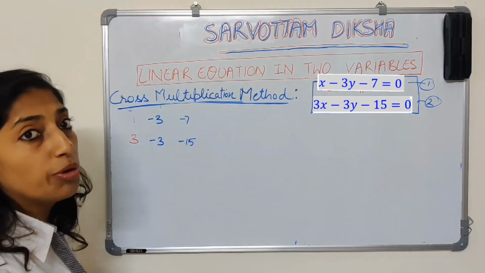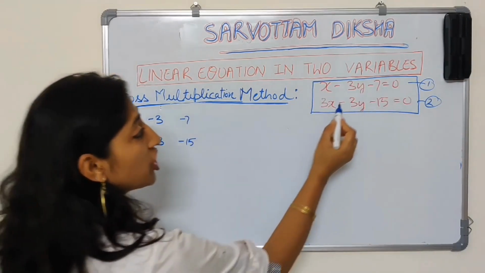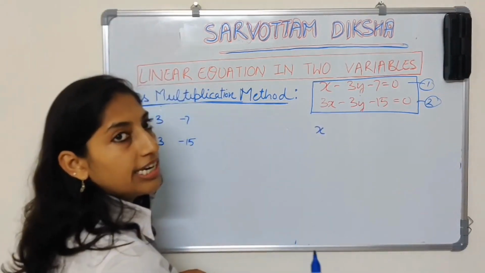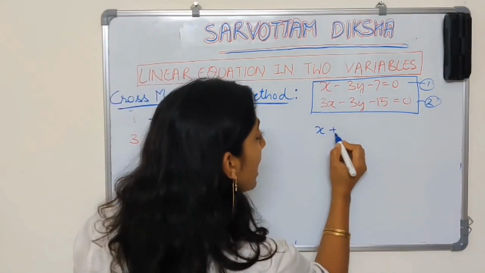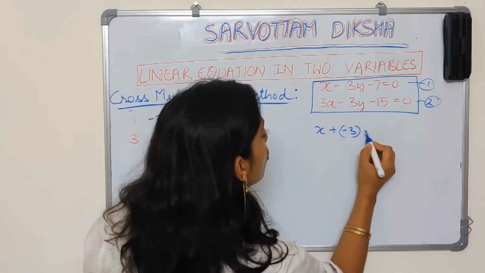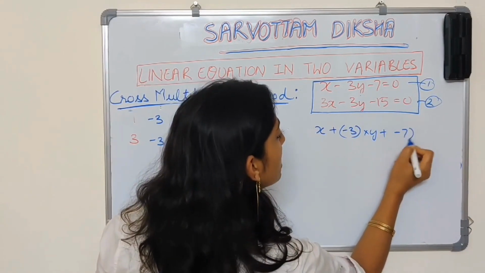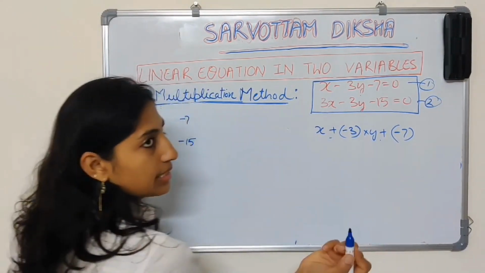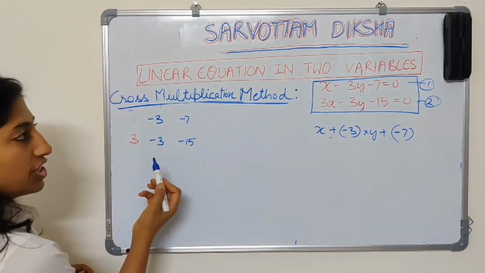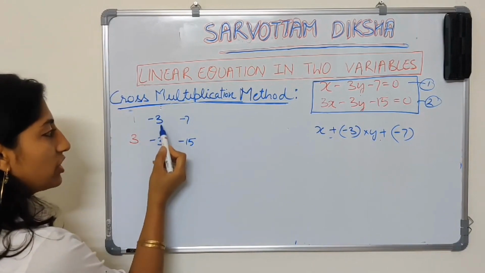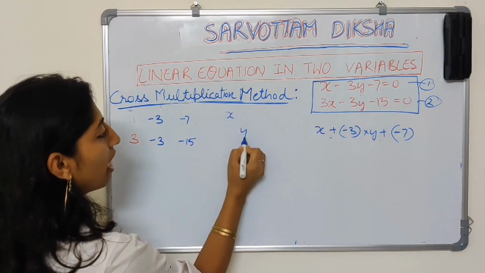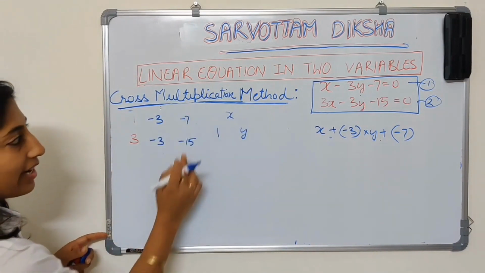One thing to be noted here is that my coefficient of y is minus 3. I have to consider it as x plus minus 3 into y plus minus 7. I have considered all positive signs. So here the coefficients are 1, 3, minus 3, minus 3, minus 7, minus 15. Write x, y and 1 in cyclic order.